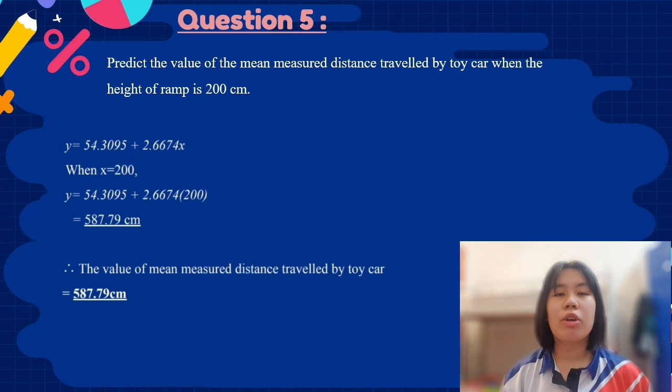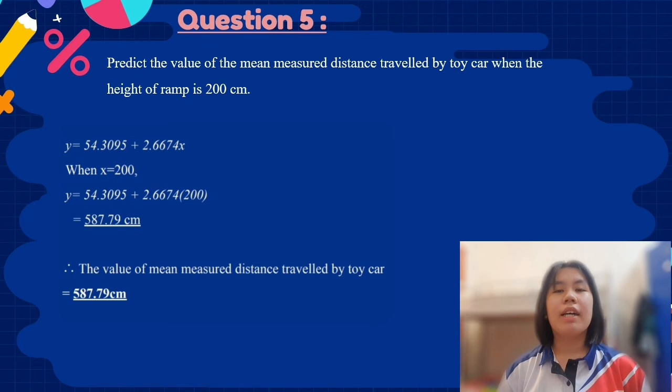The last question, question 5, is to predict the value of the mean measured distance traveled by the toy car when the height of the ramp is 200 cm. To solve this question, substitute 200 cm into the x in the regression line equation. Then we will get the predicted value of the mean measured distance traveled by the toy car, which is 587.79 cm. That's all from me.